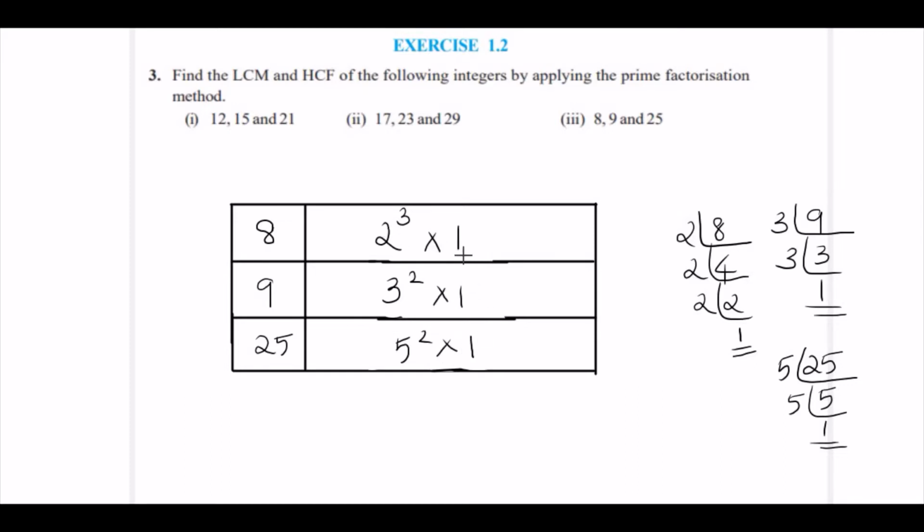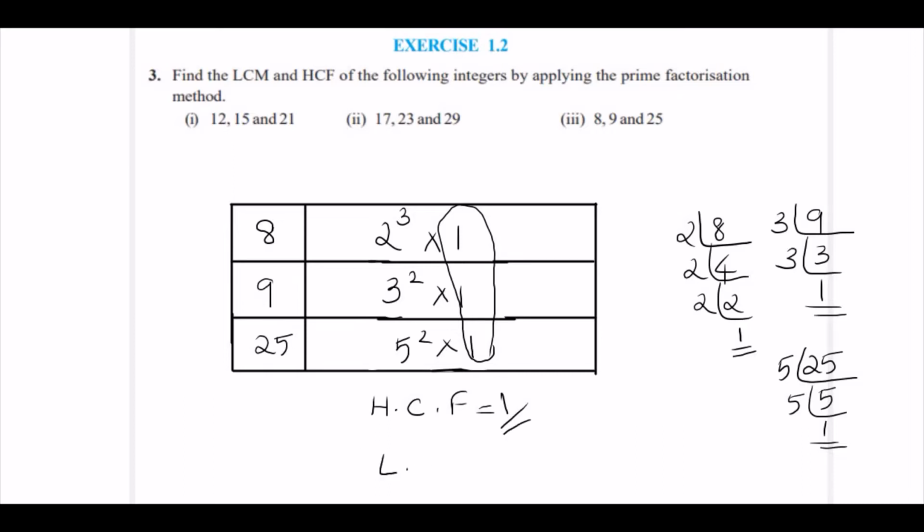If there is any common factor, it's not required to write 1, because when you multiply the common factor by 1, you get the same number. That's why I have not written 1 in any of the questions. But here, when you don't have any common factor, you will have to write 1. Otherwise, it will be difficult for you to understand which is the common factor. So here, only 1 is the common factor. So you get HCF as 1.